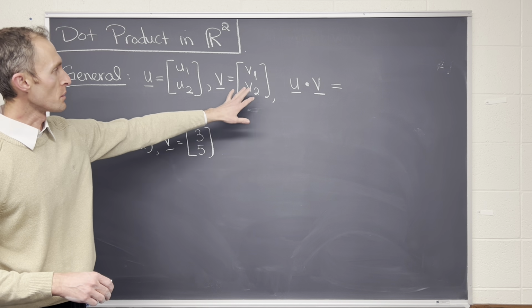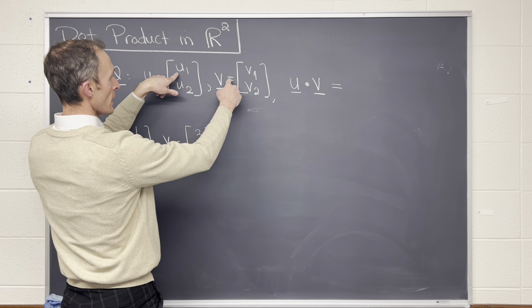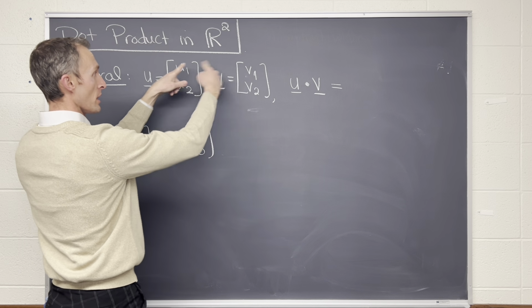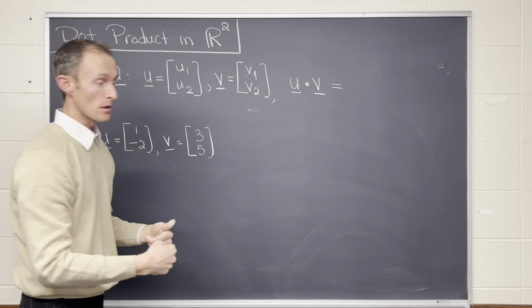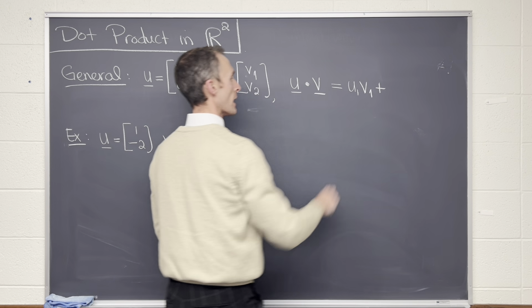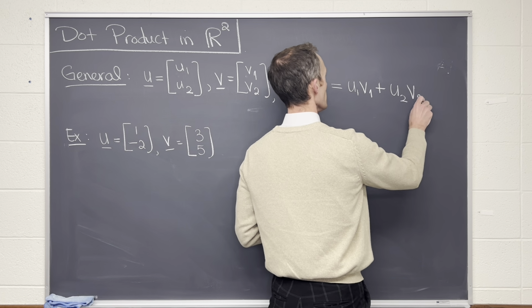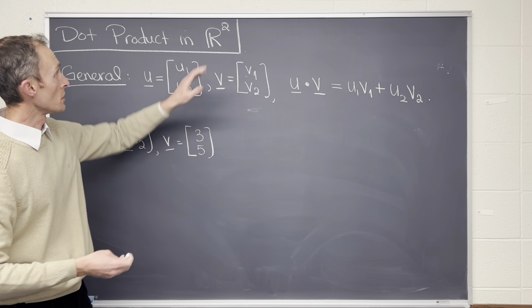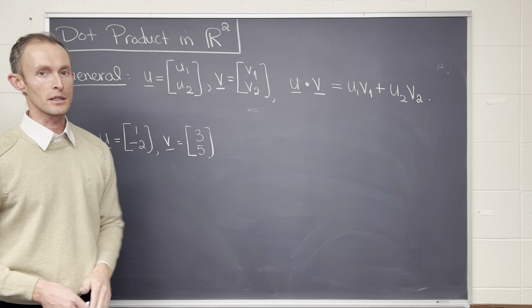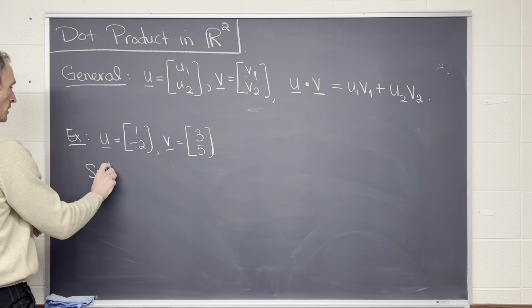So how do I do u dotted with v? Here's the game. I go to the component of u in the first coordinate, and then the component of v in the first coordinate. I multiply them, multiplying corresponding coordinates and then adding along the way. So I'm going to get u1 v1, and then I move to the next coordinate, u2 v2. Now, if I wanted the dot product in general, in Rn, I would just go coordinate by coordinate all the way down and keep adding until I run out of coordinates.